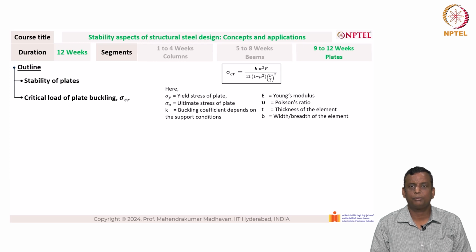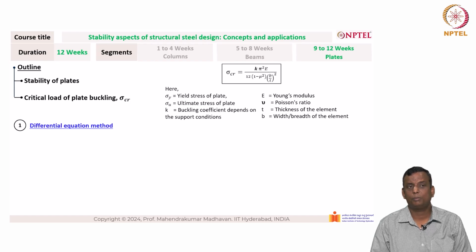It depends upon the support conditions, the loading conditions, and the aspect ratio of the plate. Sigma y is the yield stress, sigma u is the ultimate stress of the plate, E is the Young's modulus, nu is the Poisson's ratio, T is the thickness of the plate element, and B is the width or breadth of the element. So we will solve these plate buckling equations using several approaches.